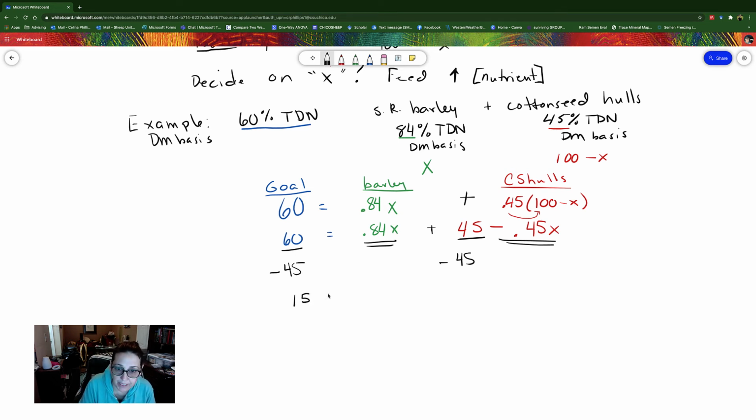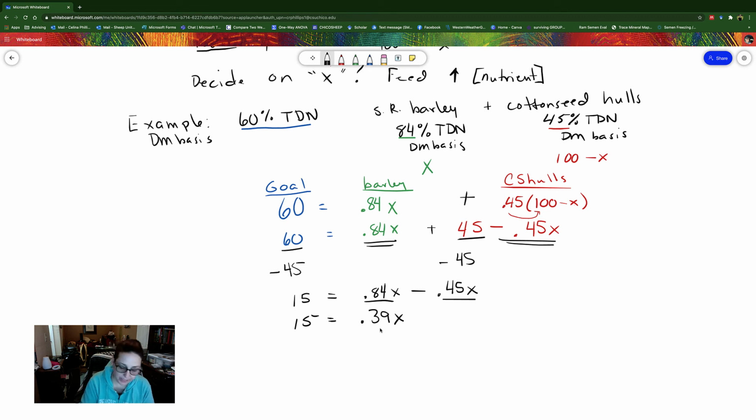That leaves 15 equal to 0.84x minus, we gotta pay attention to that symbol, 0.45x. So this is a negative sign, so it stays a negative sign right here. But we're still combining those feeds. It'd be the same as saying plus negative 0.45x. So now this is a like term and this is a like term. So we can subtract these and get 15 is equal to 0.39x. And so now we need to isolate x.